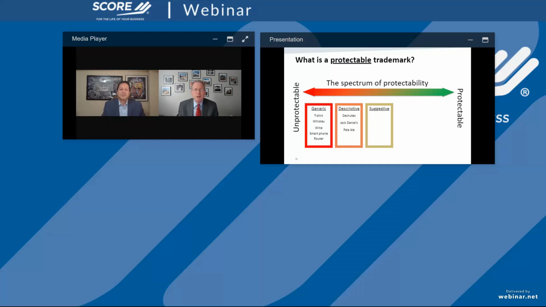So suggestive marks, they're kind of descriptive, but you have to know a little more before you really can say, oh yeah, I know what that is. So this is a good one, Groupon. Well, they made a word up, and it's coupons and groups and things like that. Well, you might look at that and go, well, it sounds like coupon, but I got to know something more. That's what makes it really strong. Netflix is a good example.